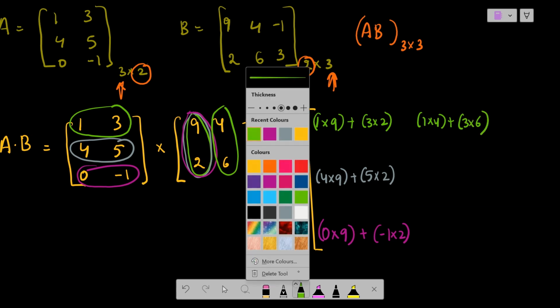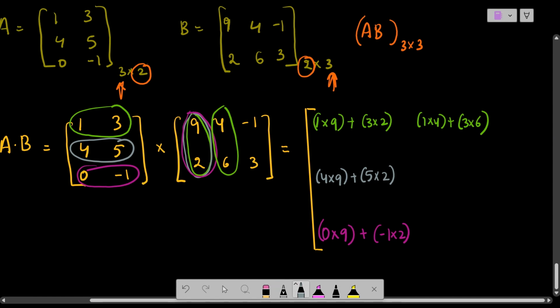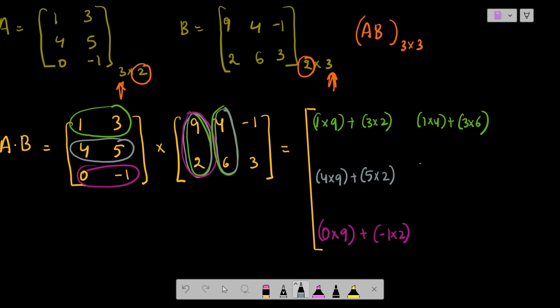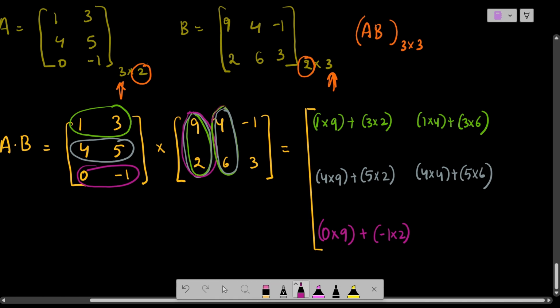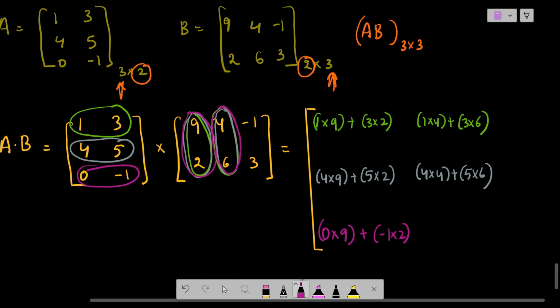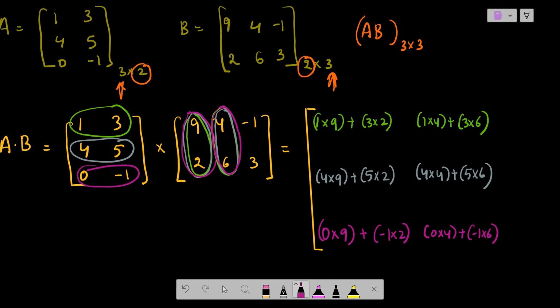Okay, next what we have to do? Second row must be multiplied with the second column. So check the colors if you want. Okay, so 4 into 4 plus 5 into 6. Okay, next what we have to do? Third row, second column elements must be multiplied and added. So 0 into 4 plus minus 1 into 6. Okay. So in the place of first column, in the place of second column, all the elements are filled here. Okay.